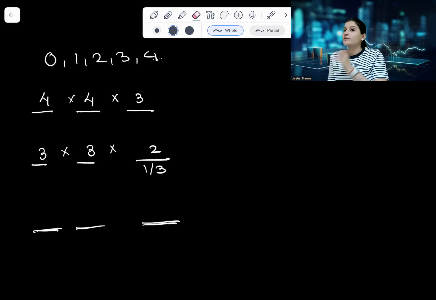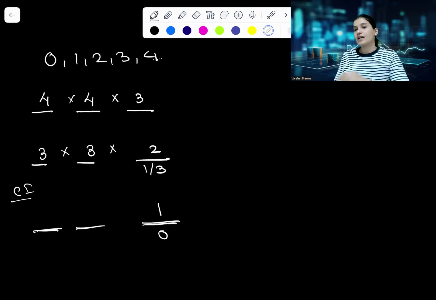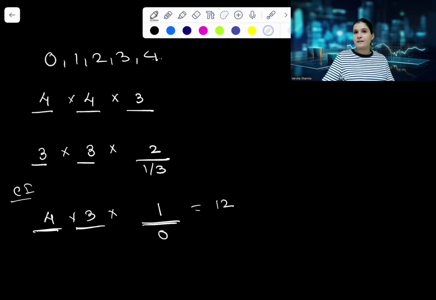Case 1: if 0 is sitting here, there is only one way to fill this position. So now I have four digits left. In those four digits, none of the digits has a problem sitting anywhere. So the first place can be filled in 4 ways and the next place in 3 ways. So 4 into 3 into 1, total 12 ways. Yes, ma'am.